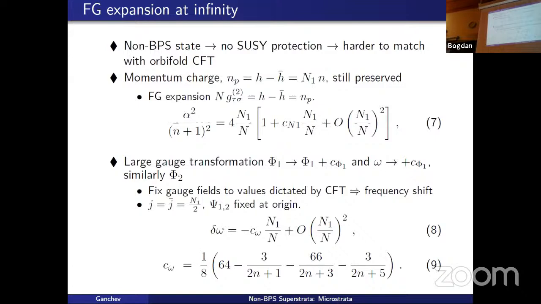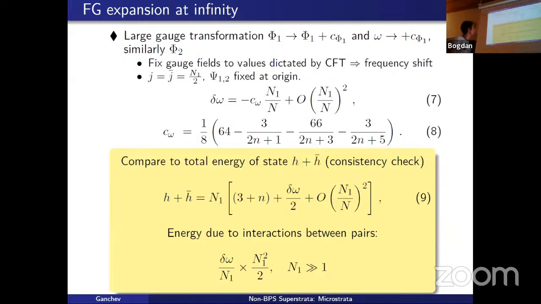But what is important is that this is always positive, which means that this is always negative, which means that you interpret the frequency shift as an attractive interaction energy between a single particle constituent and the rest of the constituents in the state.